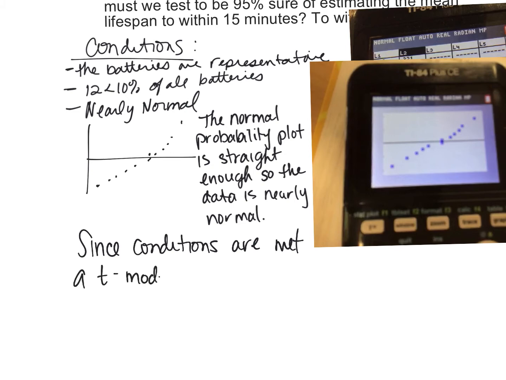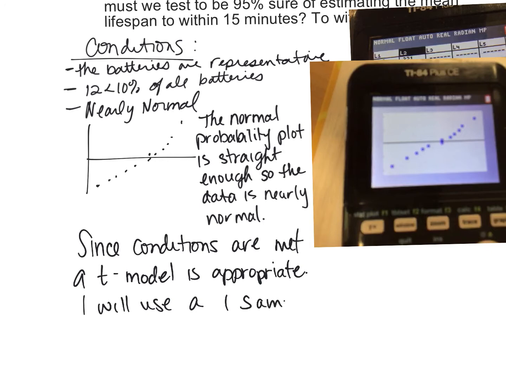A t model is appropriate. I will use a one sample t interval. Be specific. This asks me to do an interval. I'm going to use an interval, and I want you to state the degrees of freedom. Degrees of freedom is your sample size minus 1, with 11 degrees of freedom. That's our t model. T model with 11 degrees of freedom.